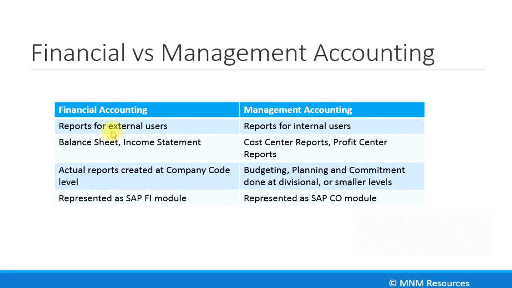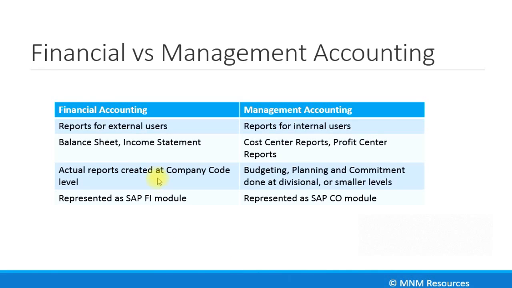As I mentioned earlier, in financial accounting, the two main financial statements you produce are your balance sheet and income statement. Whereas in management accounting, you will be producing cost center reports, profit center reports, profitability reports, product profitability reports. There are many different types of management reports based on your financial team's requirements.